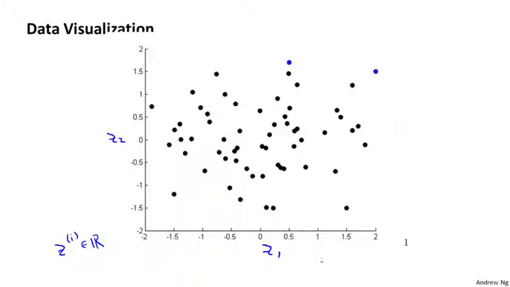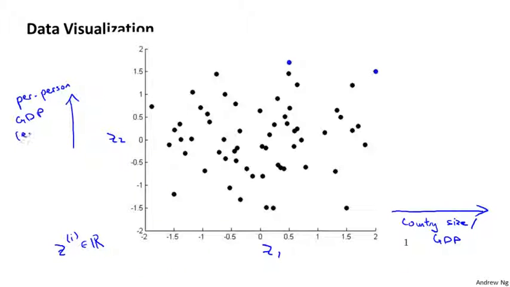So we might find, for example, that the horizontal axis, the z1 axis, corresponds roughly to the overall country size, or the overall economic activity of a country. So the overall GDP, overall economic size of a country. Whereas the vertical axis in our data might correspond to the per person GDP, or the per person well-being, or the per person economic activity. And you might find that given these 50 features, these are really the two main dimensions of variation.